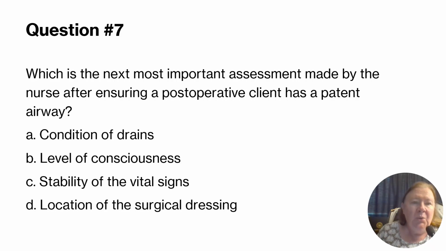Next question. Which is the most important assessment made by the nurse after ensuring a post-operative client has a patent airway? Okay, so in this case, we've taken care of the A for airway. So consider ABCs, airway, breathing, circulation. Airway is taken care of. So what comes next? Let's look at the answer choices. Condition of the drains, letter A. Letter B, level of consciousness. C, stability of the vital signs. And D, location of the surgical dressing. We'll give you a minute to think about this one.